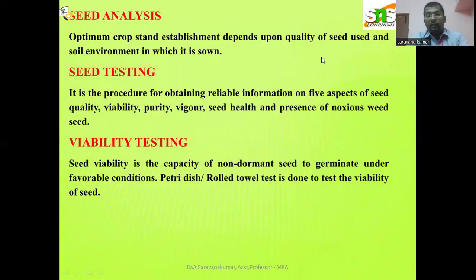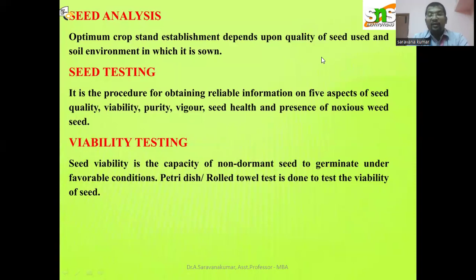So next, we are going to discuss seed analysis. For every seed, we are going to analyze whether it is of quality or not. Optimum crop stand establishment depends upon the quality of seed used and the soil environment in which it is sown. Seed testing is the procedure for obtaining reliable information on five aspects of seed quality: viability, purity, vigor, seed health, and presence of noxious weed seed.